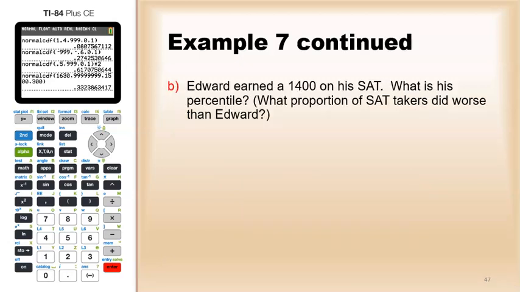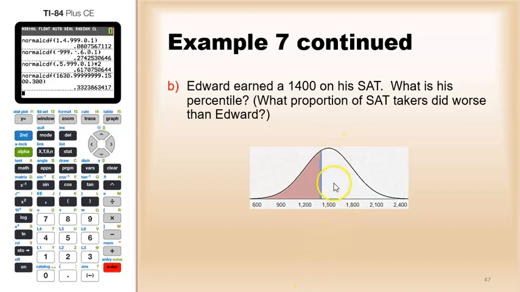Edward earned 1400 on his SAT. What is his percentile? That is, what proportion of SAT takers did worse than Edward? So in this case, again, here's the SAT, mean of 1500. He scored 1400, and we want to be worse. Figure out what proportion is worse. So the way you find percentiles is you find the proportion that's worse.